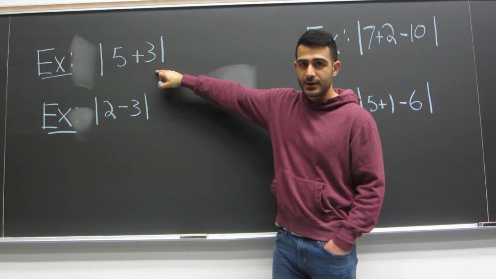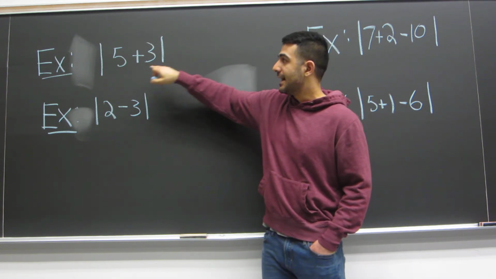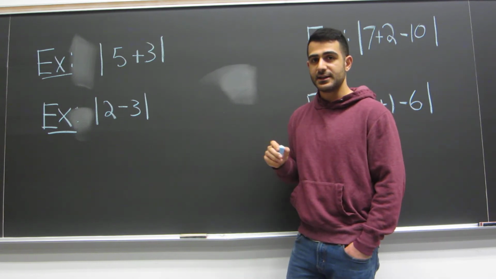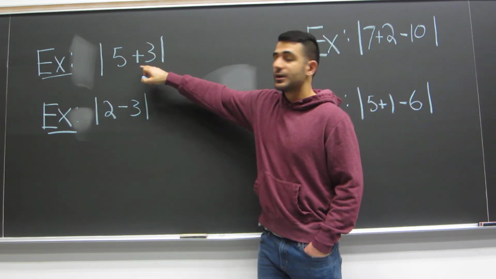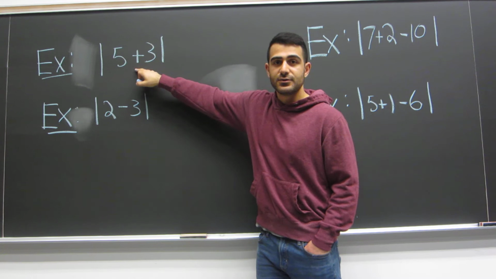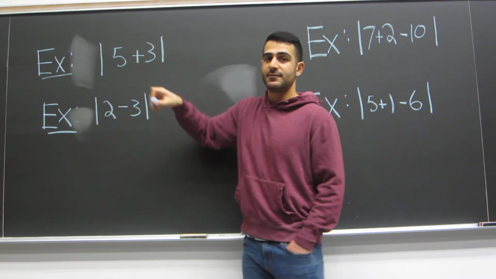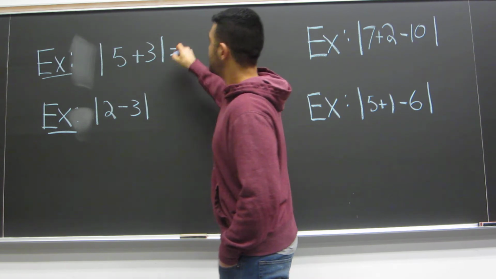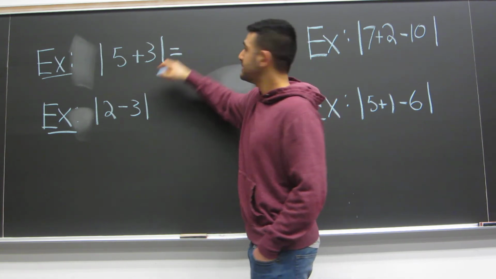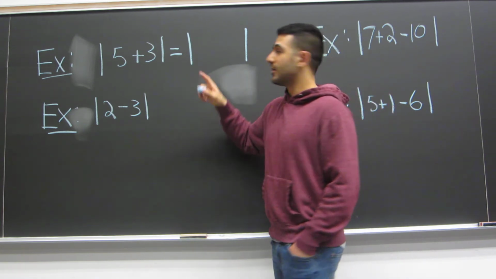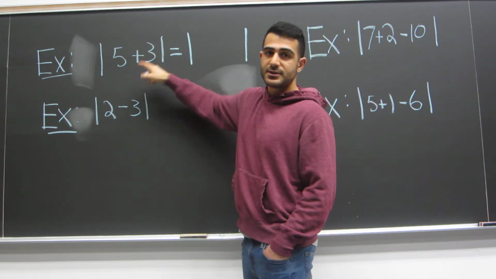So for the first one, we have the absolute value of 5 plus 3. When I say simplify the expression, I mean is there anything else we can do to simplify this as much as possible? And we can. We know how to add 5 plus 3. So we say this is the same thing as, we keep the absolute value because we can simplify it more, and we say what is 5 plus 3? That's 8.